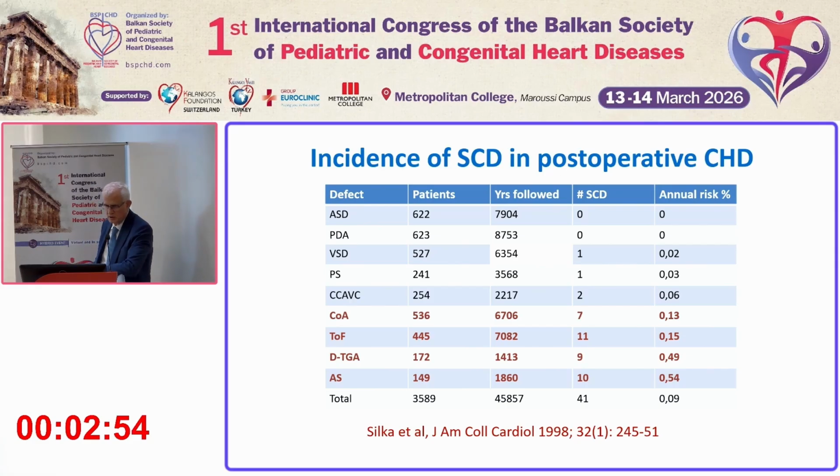I will not spend a long time on this, in the interest of time. We know that patients with congenital heart disease have a high incidence of sudden cardiac death. This study, about 30 years ago, by Mike Celiker, showed that the higher risk group were the patients with transposition of the great arteries after atrial switch procedures, and the patients with obstructive left heart lesions such as aortic stenosis and coarctation, and of course patients with tetralogy of Fallot.